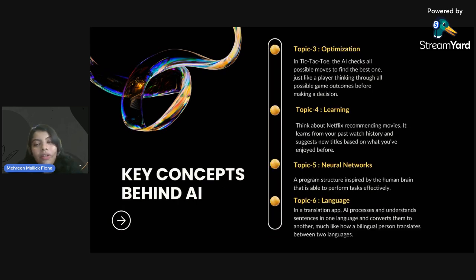So moving on to the third topic, which is optimization. We began our search in the tic-tac-toe game to reach our goal, which is the win of three matching symbols, X or O. So in order to achieve that in a faster and quicker way, the AI will think of all the possible moves and the best one, just like a player thinking through all possible game outcomes before making a decision. It will give a similar experience, but it will select the most efficient and less time consuming one.